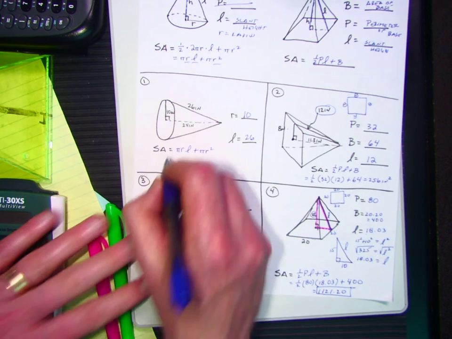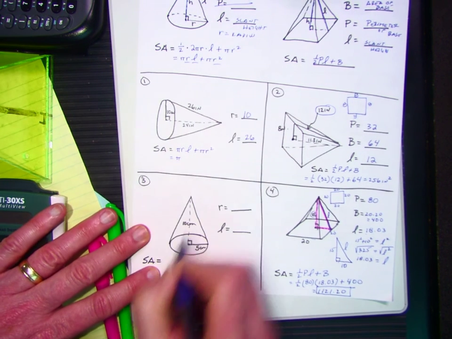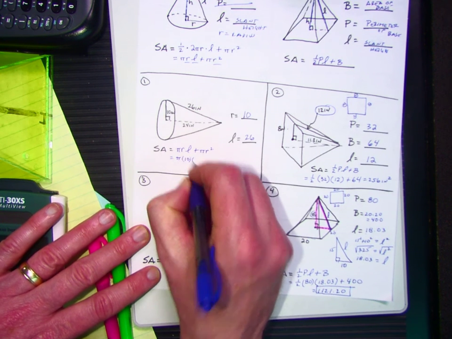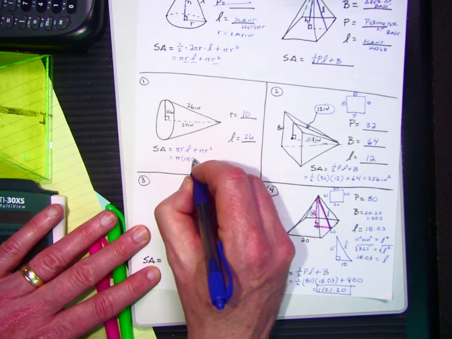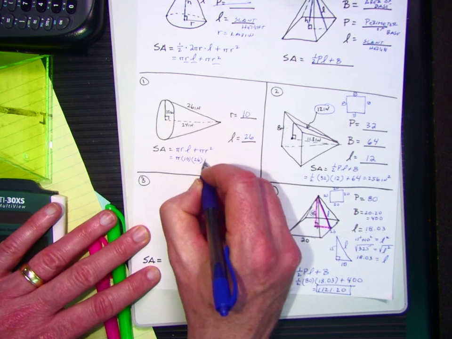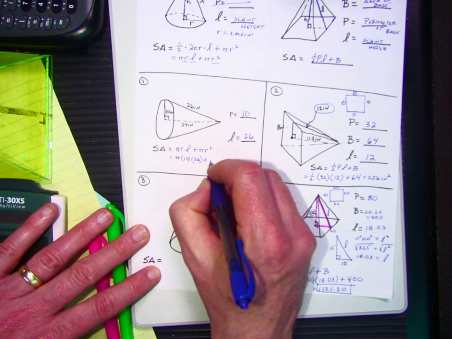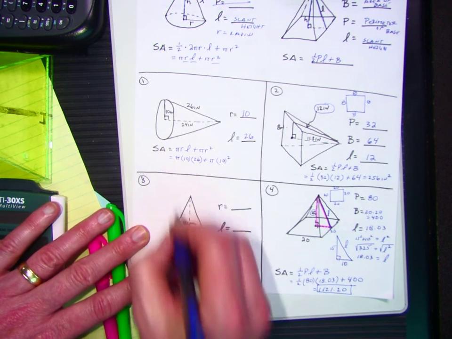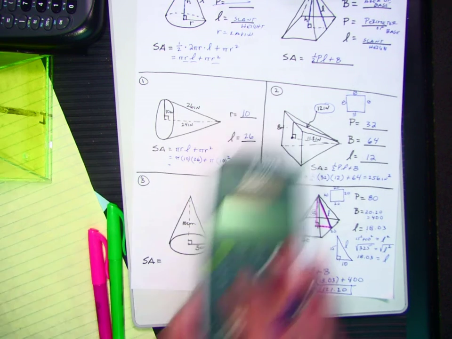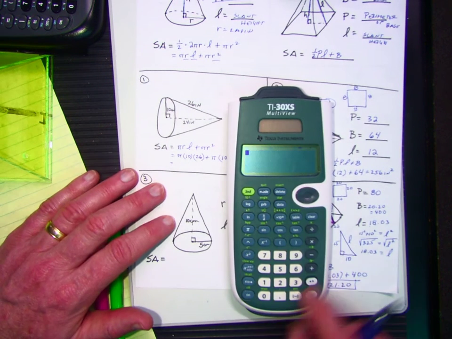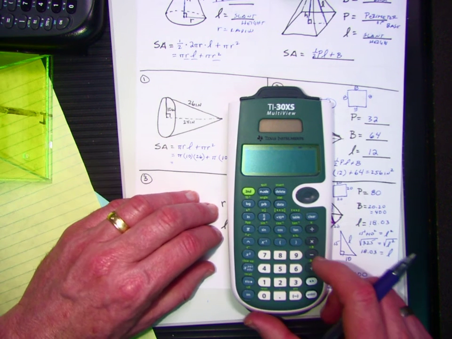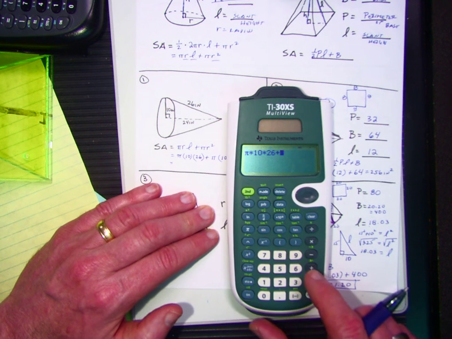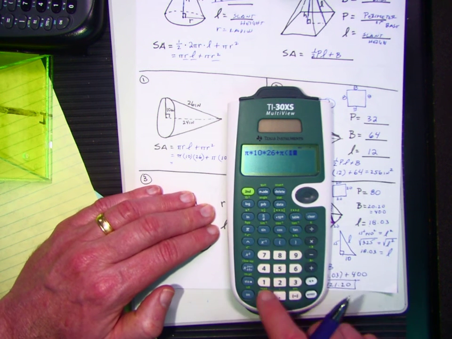We just have to use pi rl plus pi r squared, and then we're just going to substitute everything in. So it's pi, and what was our radius? Our radius here was 10. Our slant height was 26. And then it was pi times 10 squared. If you go multiply this out on your calculator, I'll do it for you. You do simply pi times 10 times 26 plus pi times 10 squared.